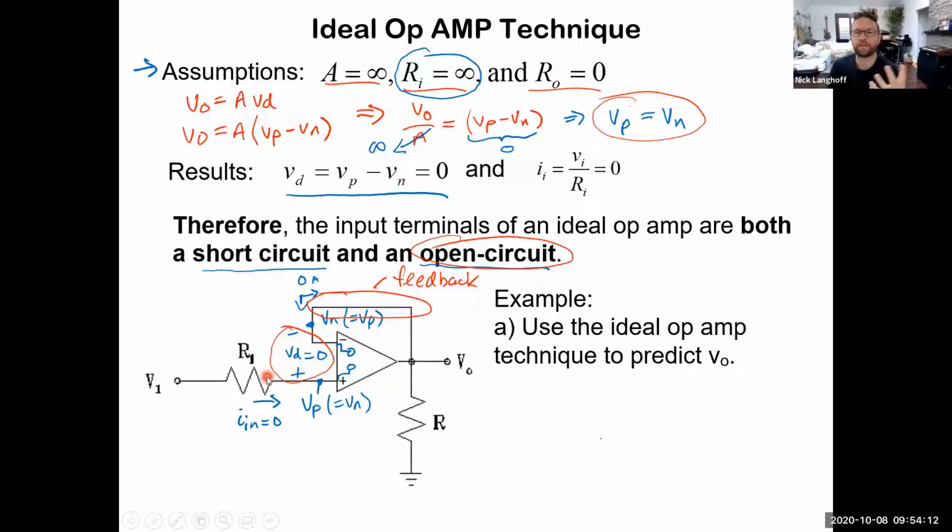That's the big benefit here. The ideal op-amp technique allows us to say that the inputs draw zero current and that the terminals, VN and VP, will always be equal to one another. The op-amp will do whatever it has to through that feedback path to ensure that VN is equal to VP.